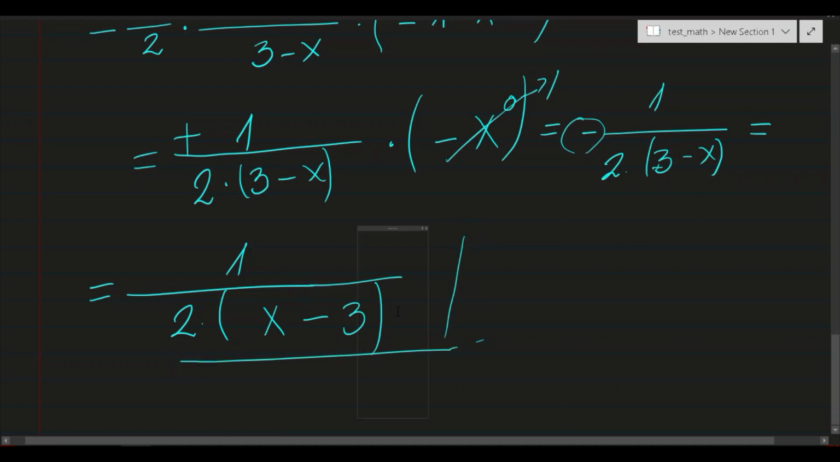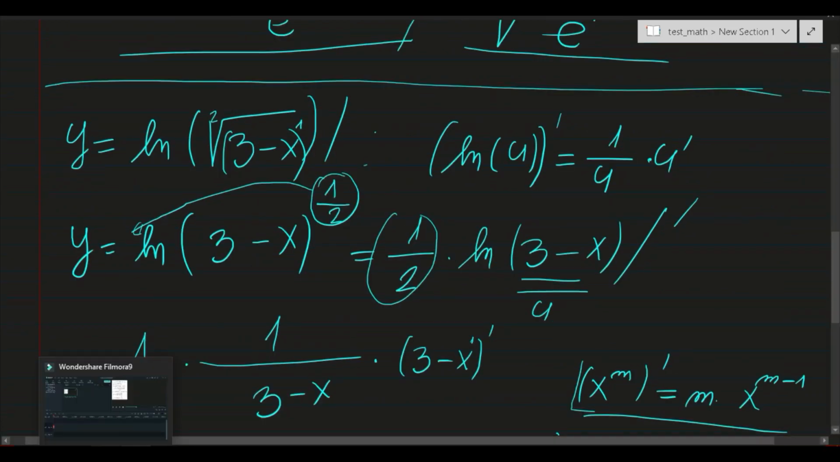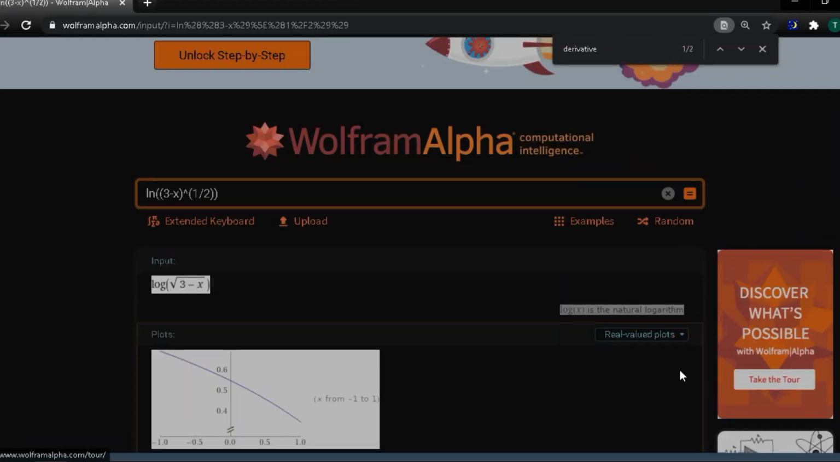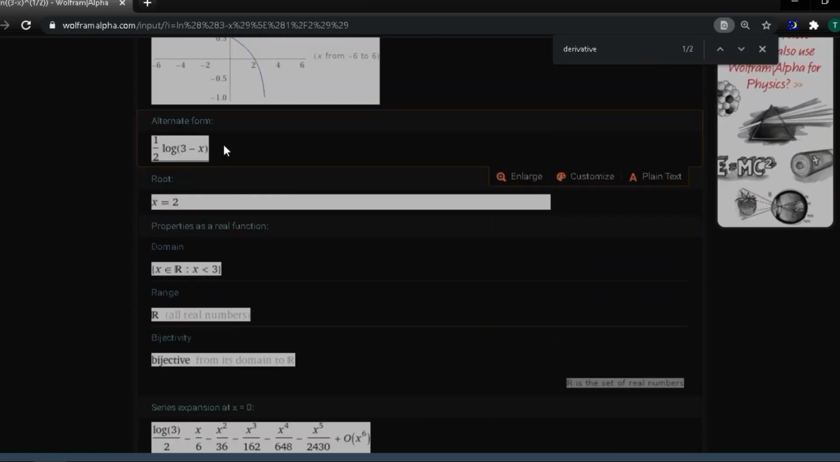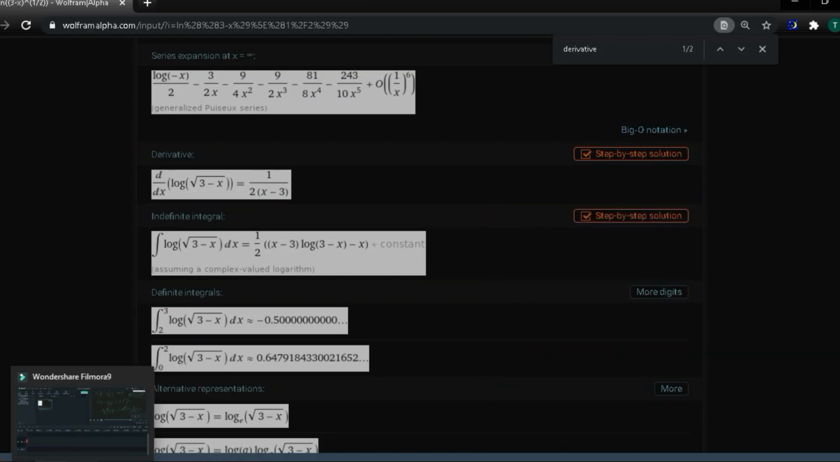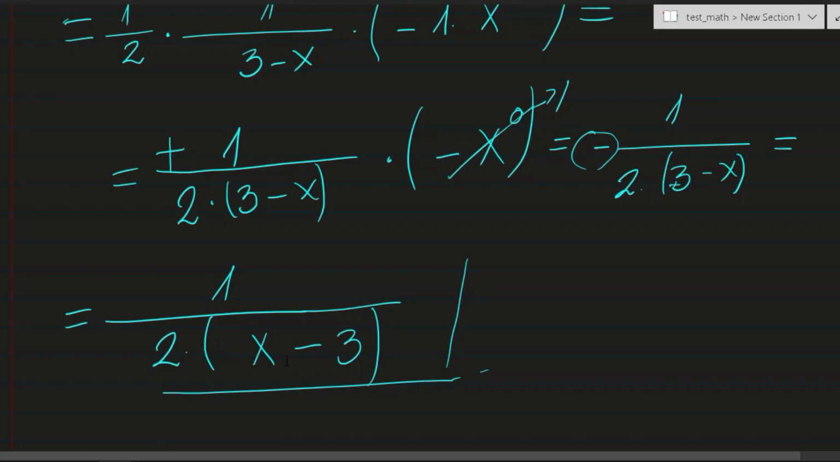Now let's go to Wolfram to verify this. ln underscore 3. Sorry my friend, here I have made a mistake, because when you write the ln, the parenthesis is very important to write. And as you see, the derivative is the same as we have. Here is ln with base of e. Here is the same as we have, multiplied by x minus 3, this denominator.